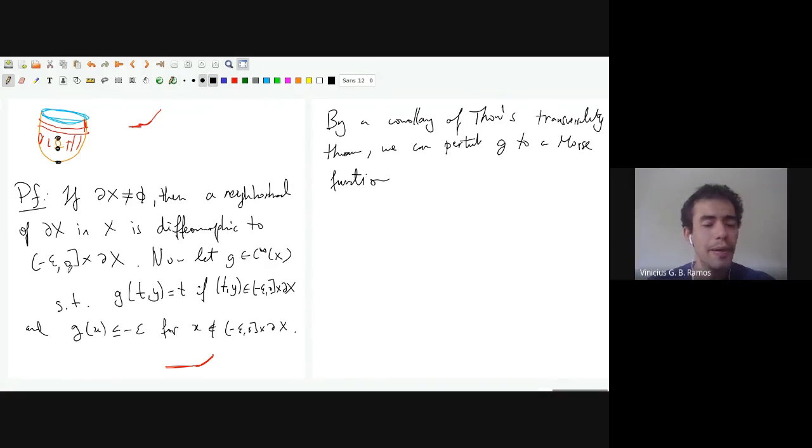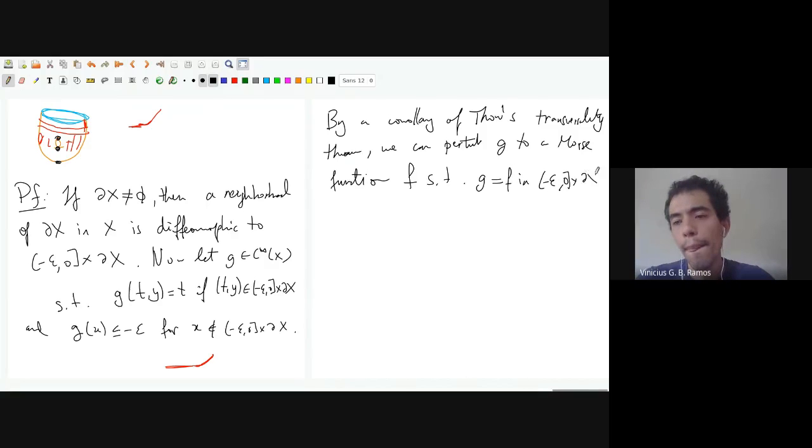So over here, there are no critical points. So over here, we have the transversality condition. So we can perturb G to a Morse function f such that G is equal to f in the collar neighborhood, and such that f is equal to g, I should say.